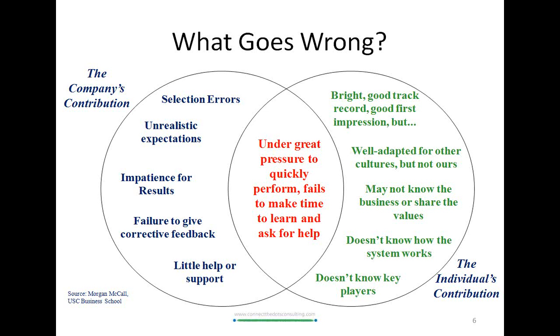So what goes wrong? Both the new leader and the organization play a role when things go poorly. On the right side of the slide, you can see what the organization contributes. Sometimes selection errors, unrealistic expectations, impatience for results, failure to give corrective feedback, or little or no help. On the left side, the candidate comes in with a good and bright track record, maybe well adapted for other cultures, but not this new organization. They may not know or understand the business or share its values, don't really understand how the system works, and don't know any of the key players. You can see that that is a recipe for derailment.